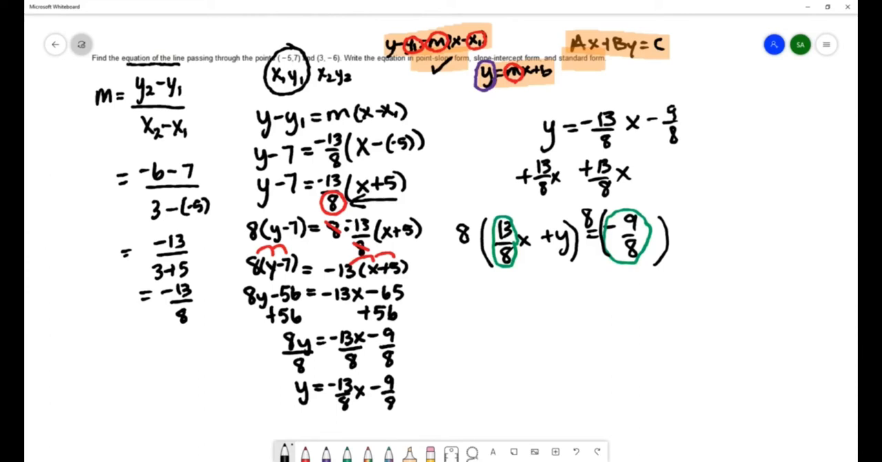And so when I distribute that 8 to the first term and then the second term, the 8's will cancel out for the first term, leaving you with 13x. When you distribute to the second term, the 8's don't cancel, so you have an 8 there. And then on this last part here, the 8's cancel, and you're left with negative 9. So here we have our equation in standard form.